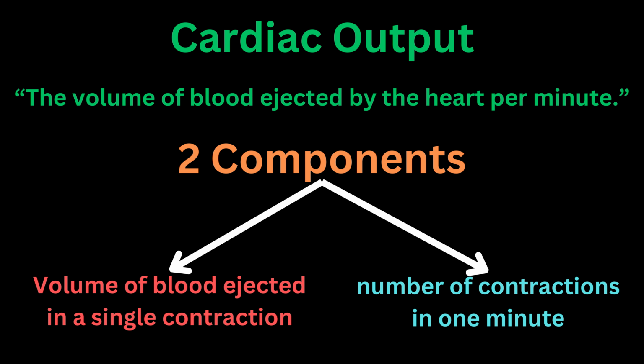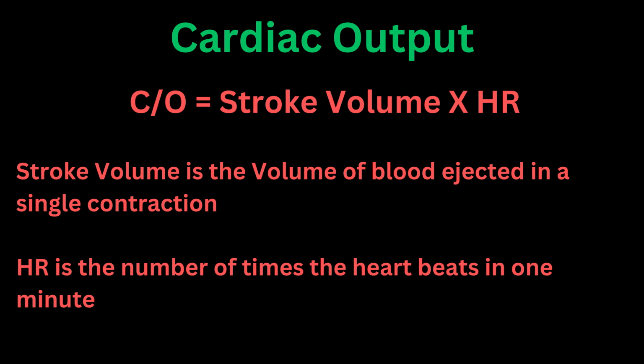As mentioned previously, cardiac output is the volume of blood ejected by the heart per minute. Now, there are two components to this definition. The first is the volume of blood ejected in a single contraction, and the second is the number of contractions in 1 minute. Based on that, we can write the equation of cardiac output as here.